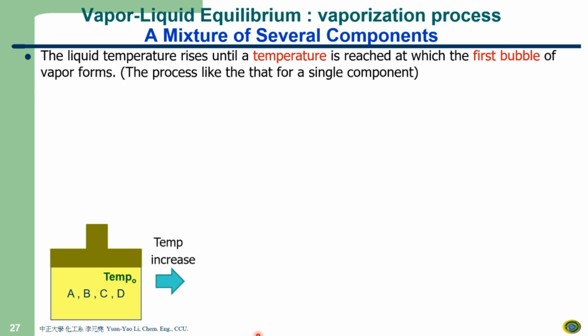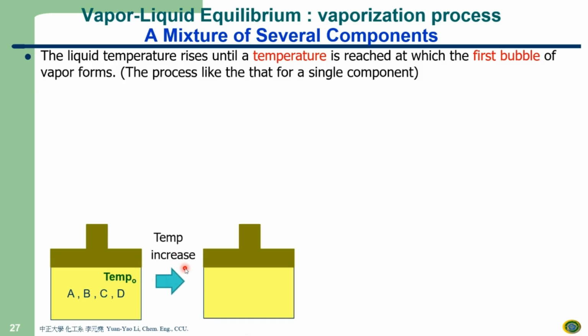So if we keep on increasing the temperature in this system, let's say temperature 1, at this moment the first bubble comes out. And this is what we call bubble point. The first bubble comes out. And at this moment, I want to ask you, what is the composition of A, B, C, D in this bubble?